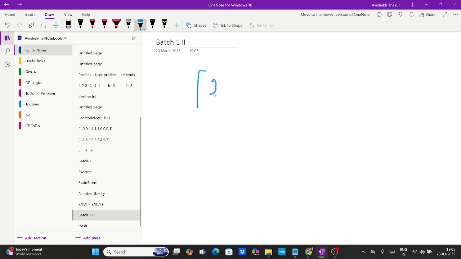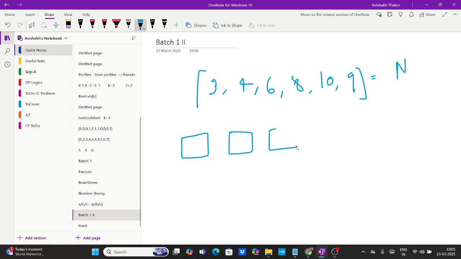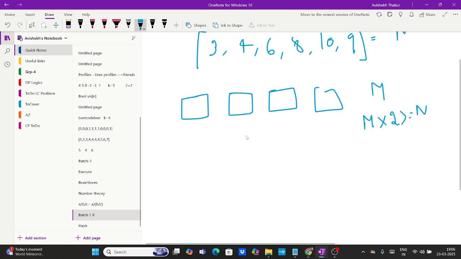Okay, so let's say there are these numbers: 3, 4, 6, 8, 10, 9. This is an array of size n. And there are m slots, and m into 2 is always greater than or equal to 2n. Is it okay, by the way? Yes, clear.